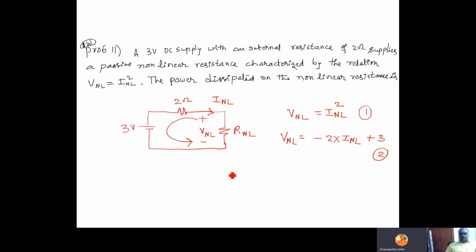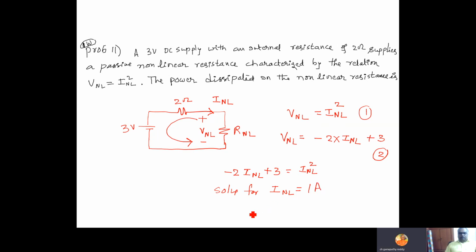Now substitute it here. If you substitute, what you get is minus 2 INL plus 3 is equal to INL squared. Now solve for INL. You will get INL of 1 ampere.